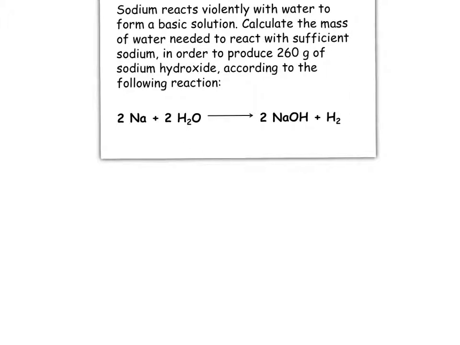Sodium reacts violently with water to form a basic solution, and they give me the balanced equation. Calculate the mass of water needed to react with sufficient sodium. So we're not worried about how much sodium we have, there's enough of it, in order to produce 260 grams of sodium hydroxide according to the following equation. So I'm going to say the mass of sodium hydroxide that I need is 260 grams. The question mark is what is the mass of water required.